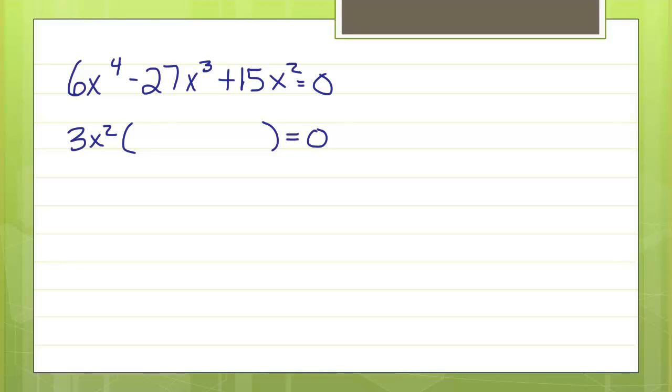3x squared times 2x squared gives me 6x to the 4th. 3x squared times -9x gives me -27x cubed. And 3x squared times +5 gives me that. So this time, when I factored out my greatest common factor, I have a trinomial in there. So I could try to factor it. That's one of our ways to solve quadratics.